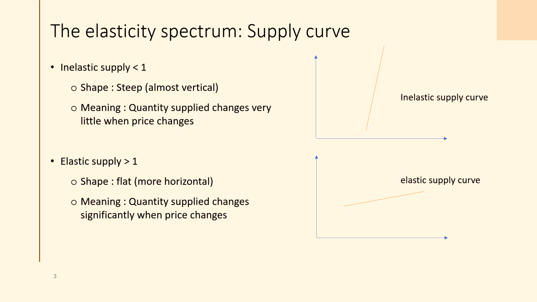The same idea applies to supply. When supply is inelastic, the curve is steep, meaning producers cannot easily change the quantity supplied when price changes. When supply is elastic, the curve is flatter, meaning producers can respond quickly and significantly to price changes. So again, the shape of the curve reflects how responsive producers are to price.